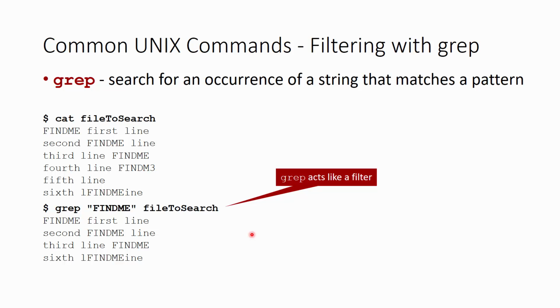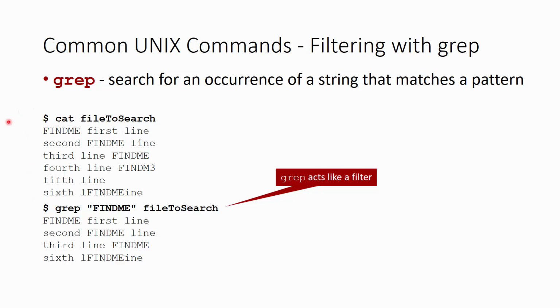So grep is one of the famous commands in Unix that's a bit inscrutable. It's a little hard to understand. So today I'm going to try to make this clear for you. What grep does is it searches the input that it has for an occurrence of a string that matches a particular pattern, and it returns all the lines from the input that match that pattern.